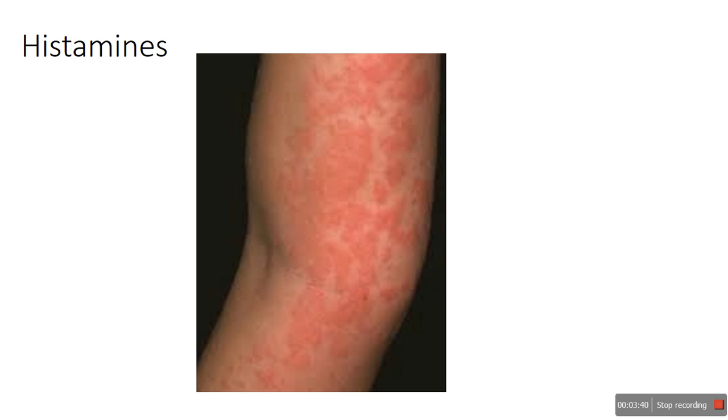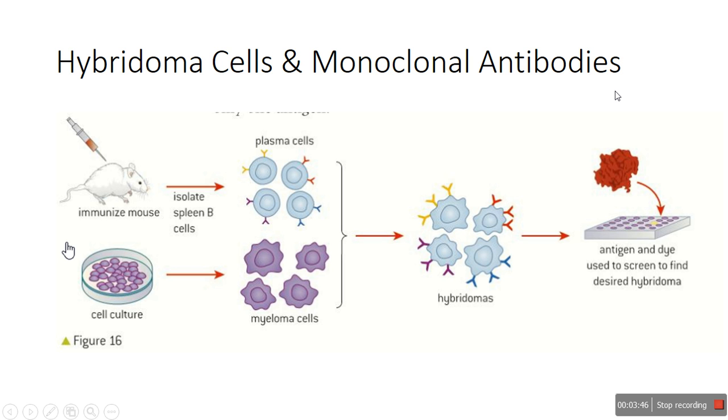Okay, moving on. In the next section, we're going to be looking at monoclonal antibodies and their use. Basically, monoclonal antibodies are highly specific, purified antibodies that are produced by a clone of cells derived from a single cell, and they recognize only one type of antigen.